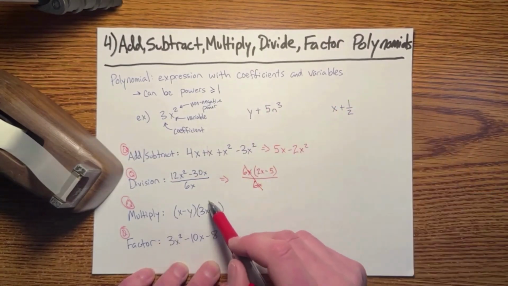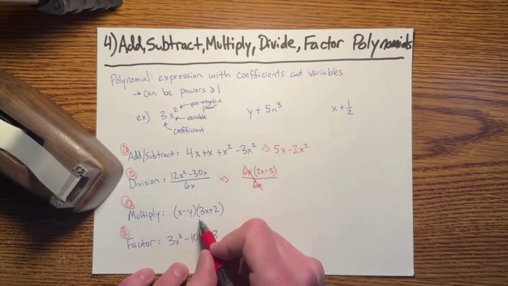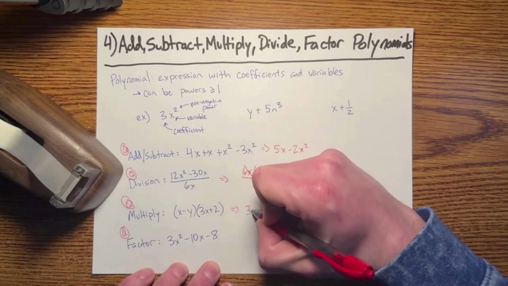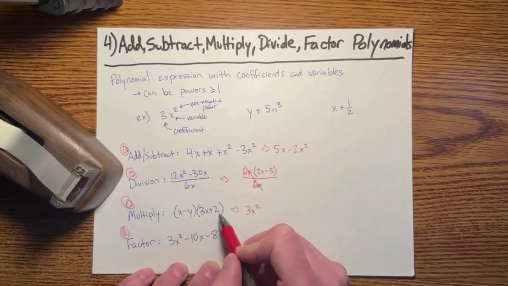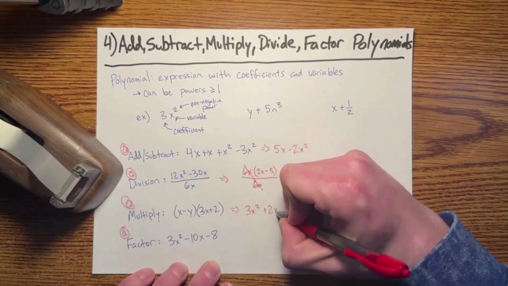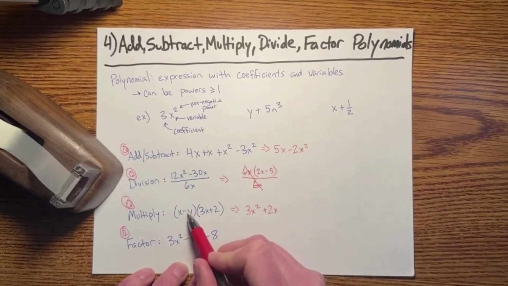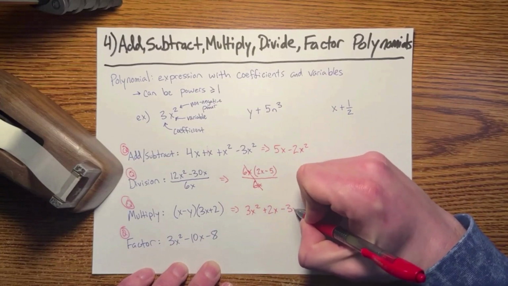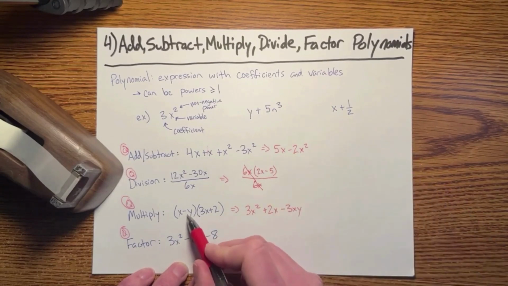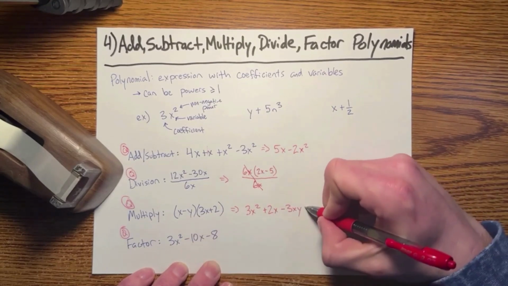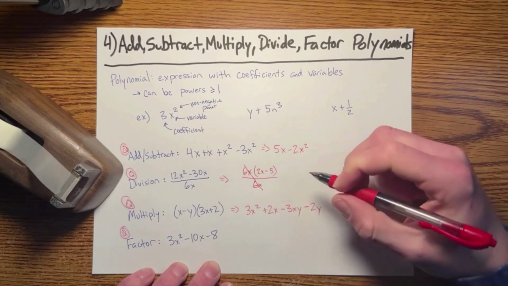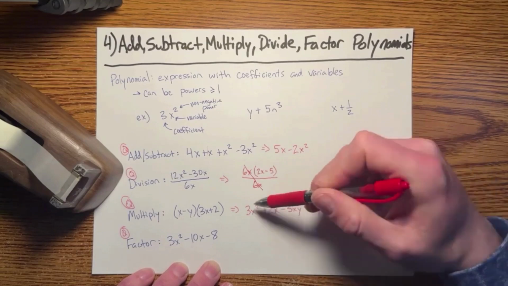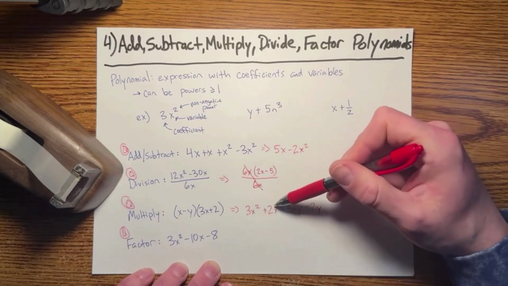Multiplication, we'll have to go through and multiply everything through. So the way that looks, we take x times 3x. That ends up being 3x squared. x times 2, so plus 2x. 3x times negative 1y is negative 3xy, and then negative 1y times 2, so minus 2y. Then we can look through, there's no variables with coefficients that we can combine, so that will be our final answer.